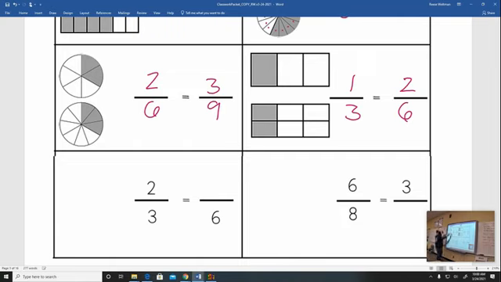What is another equivalent fraction here that could come before 2/6? What could come before 2/6? Not 2/3, we're not on those yet. 1/3? That's right.